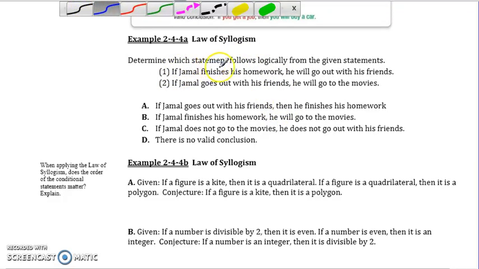So if he finishes his homework, he'll go out with friends. So this is our P, this is our Q, and then if he goes out with friends, again, that's our Q. Then R, he'll go to the movies. So we're going to take this first part and this last part and put them together, kind of almost ignoring that middle part and saying if he finishes homework, he'll go to the movies. So now we're going to look and see, is that A? Nope. Is that B? Yes, there's B. If he finishes his homework, he'll go to the movies. Okay, so that's what we can say with the P and the R, beginning and end.